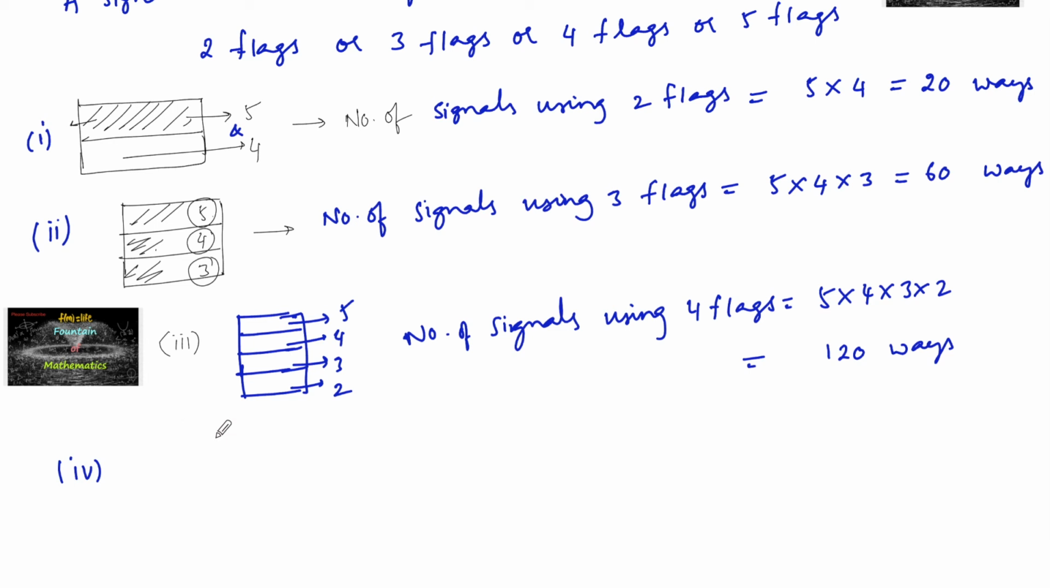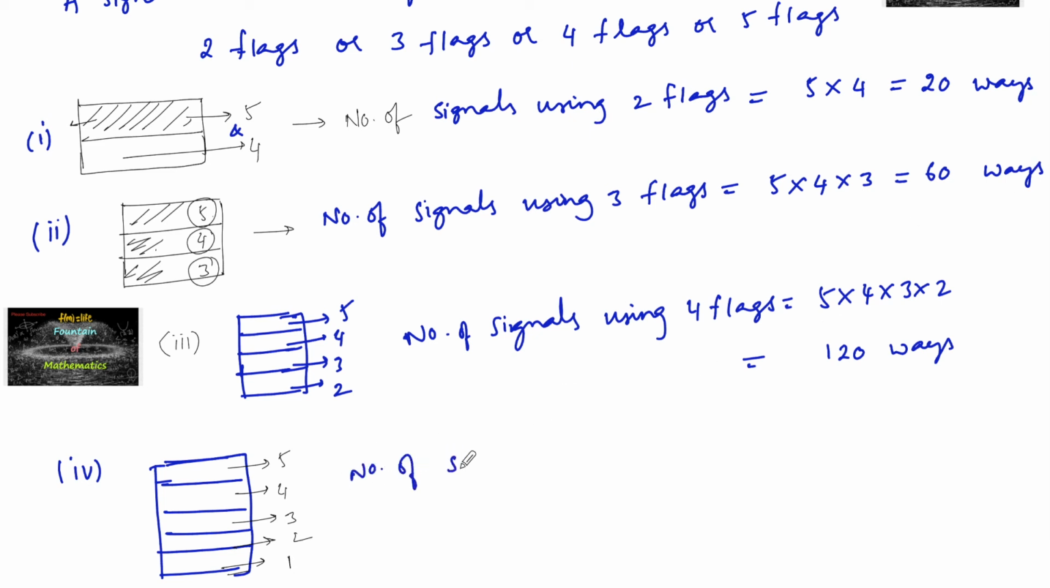And fourth one, in the same manner, if you are using five different flags, the first flag will have five possibilities, the second four, the third three, the fourth two, and the last one will have only one possibility. So the number of signals using five different flags is 5 into 4 into 3 into 2 into 1, using the multiplication principle, which is equal to 120. So again 120 signals we can prepare.